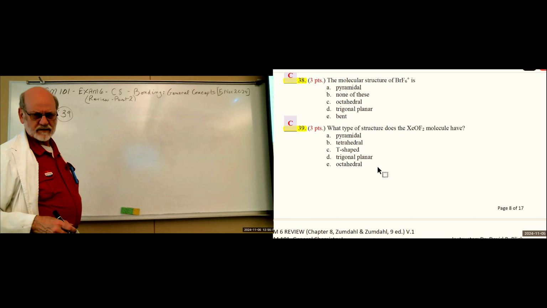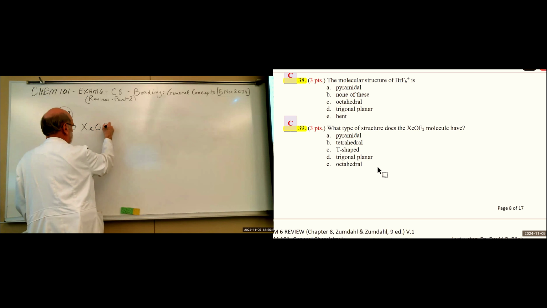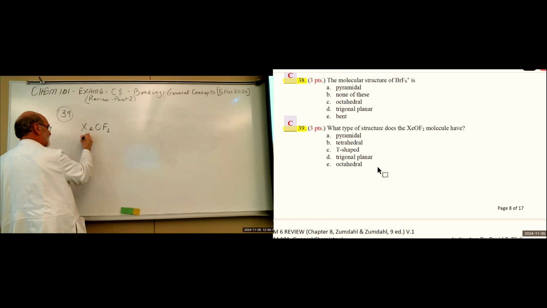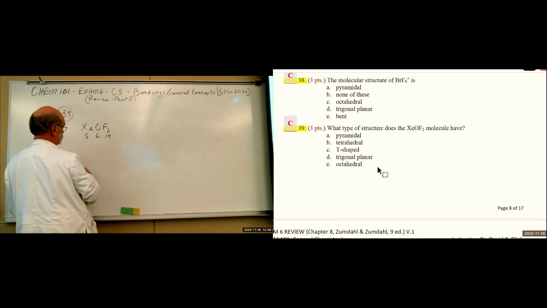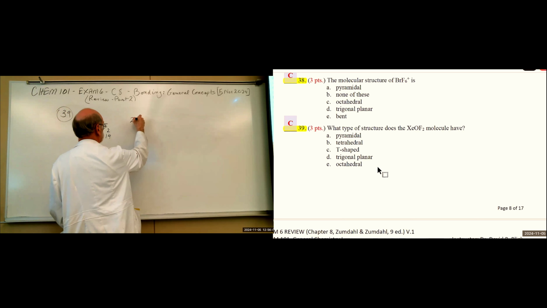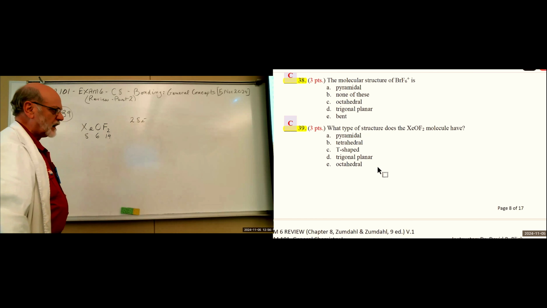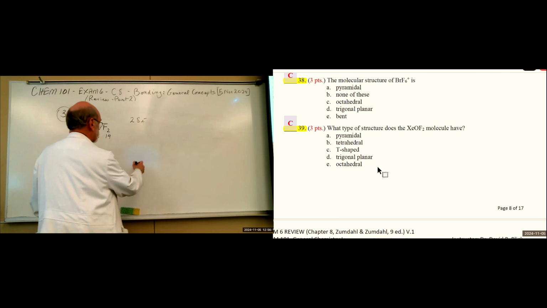Xenon oxydifluoride. Xenon has 8 because it's a noble gas, oxygen 6, and then 2 times 7 is 14. So 28 electrons. Now, who goes in the middle? When you have a compound made with a noble gas, usually the noble gas goes in the middle. So that's where I'm going to put it.